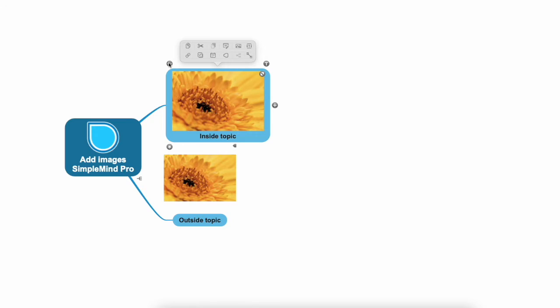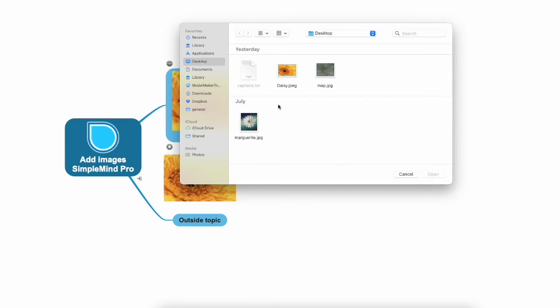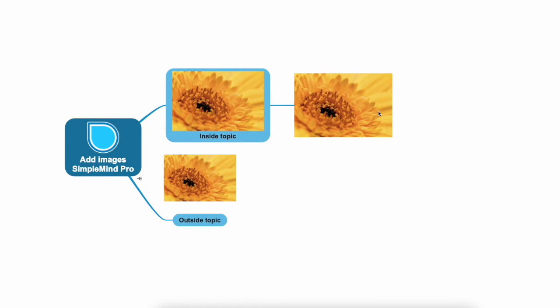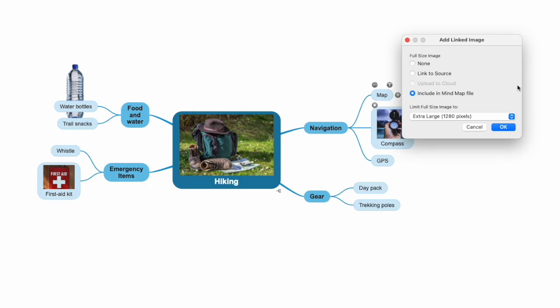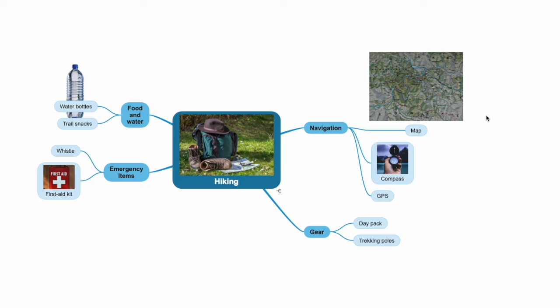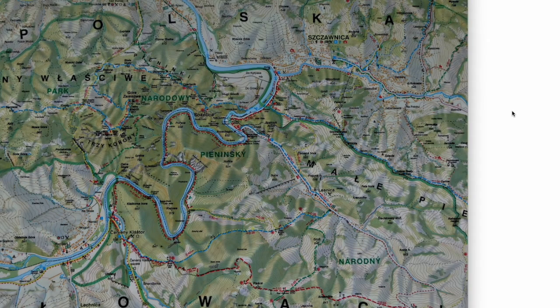You can also add an image as a new topic. This adds a topic without borders, with only the image inside it. Because it's a topic, you can add child topics to it. You can also add a linked image if you want to be able to see the image in full size. Double-clicking the thumbnail opens the linked image.